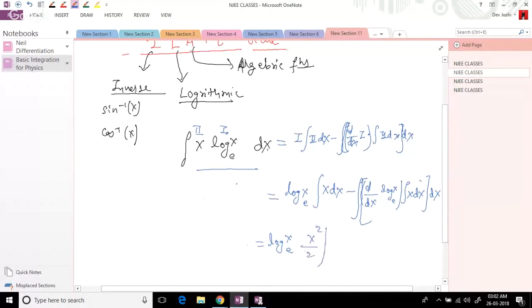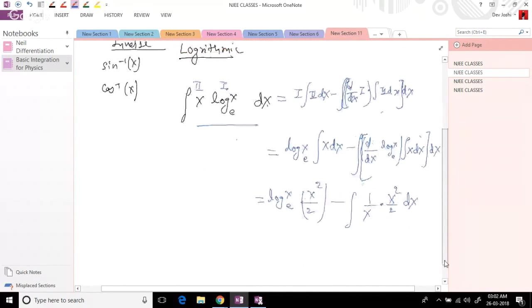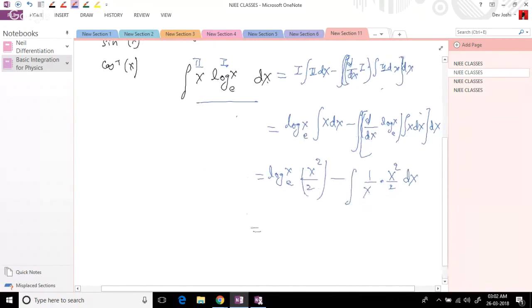x squared by 2, using x to the power n plus 1 upon n plus 1, minus integral of differentiation of log x on the base e. The differentiation of log x on the base e is basically 1 by x, multiplied by the integral of x dx, which is x squared by 2. So that is going to be equal to log x on the base e multiplied by x squared divided by 2, minus 1 by 2 taken out. The x cancels out, so we have only the integral of x dx.